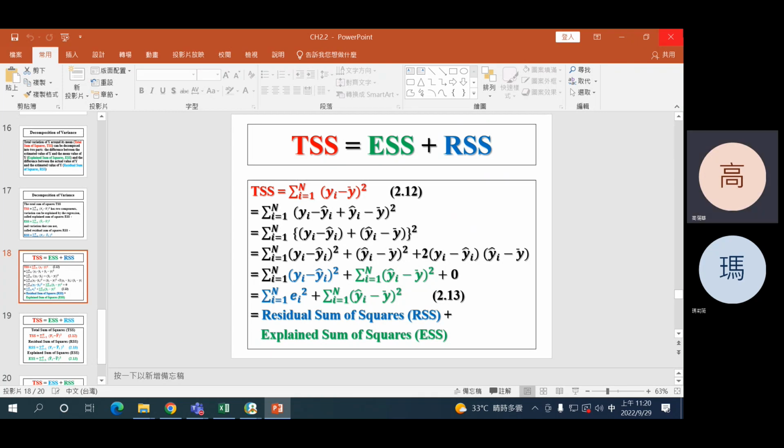This one is just a little bit of math. Okay, bear with me. Did you see that I put minus y hat and plus y hat, and I have the original yi here and y bar here? Since I add y hat and subtract y hat, they cancel out, right? So this is equal to this. You see what I'm saying here?